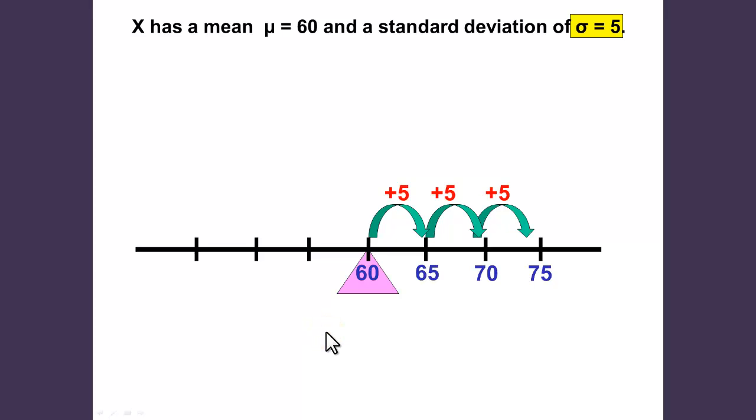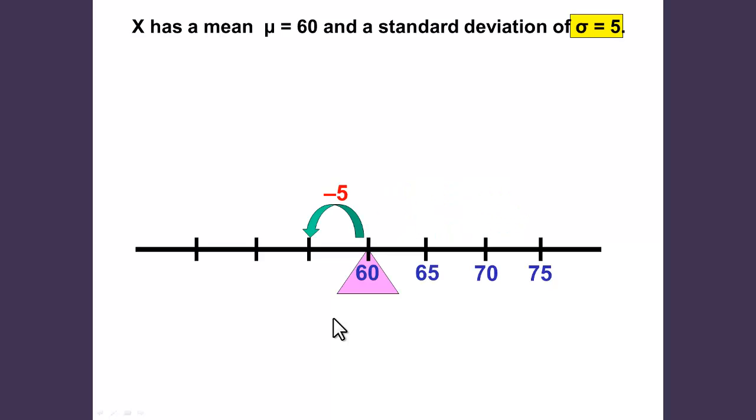We can also count 3 jumps below the mean as well. One jump below the mean would be 60 minus 5, which is 55. A second jump would be 5 less than that, or 50, and 5 less than that, or 45. We now have a very useful number line to describe our data set.